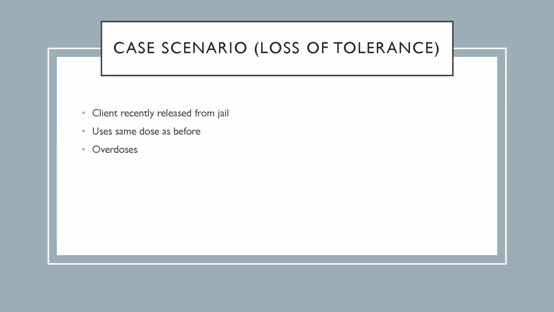So let's look at a common and tragic scenario. A client is released from jail after a period of abstinence, and during that time, their tolerance to opioids has decreased. But then they return to use, and they take the same dose that they were using before they were incarcerated. From the client's perspective, this feels like a normal decision. They're returning to a familiar pattern. But from a pharmacological standpoint, their body is no longer able to handle that dose, and the result is a high risk of overdose. This scenario is one of the most common in fatal overdoses.